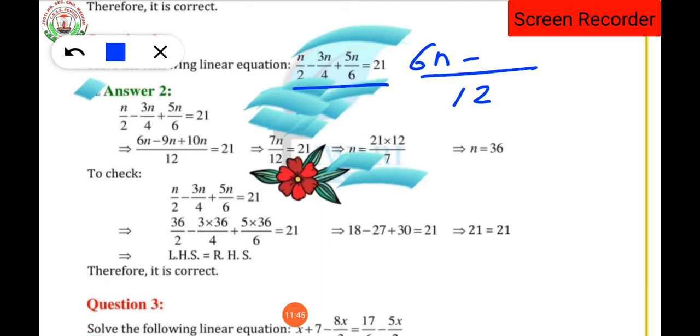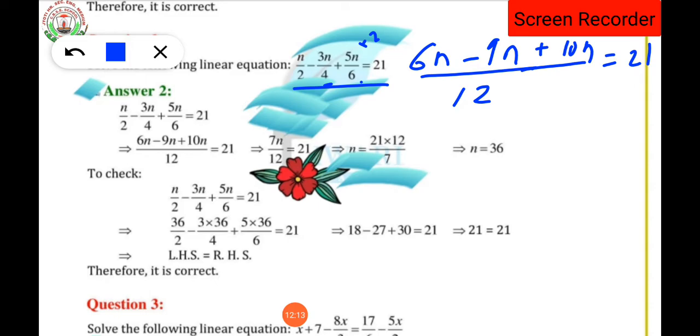Then minus sign. 12 comes in the table of 4 how many times? That is 3 times. So 3 will be multiplied with 3n, will become 9n. Then 12 comes in the table of 6 how many times? That comes 2 times. So 2 will be multiplied with 5n, so it will become 10n. Have you understood up to here? Is equals to 21. Now we have to solve this.